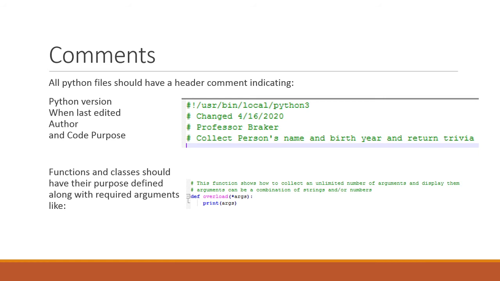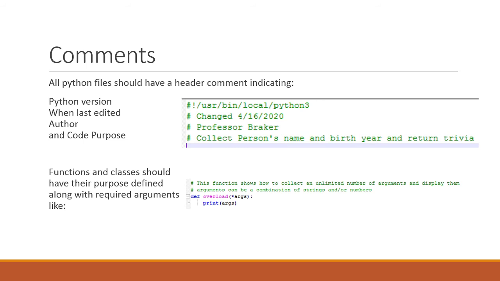You could put in there in the comments for Python 3.6 and above, especially if you're using the F format function. That would be good to know in your first comment there. In this case, with this pound exclamation mark user bin local Python, if I call this file on a Linux machine, it's going to look for this path. And if the Python 3 is installed at this path, it's going to run the file. It's going to know which program to use to run this file.